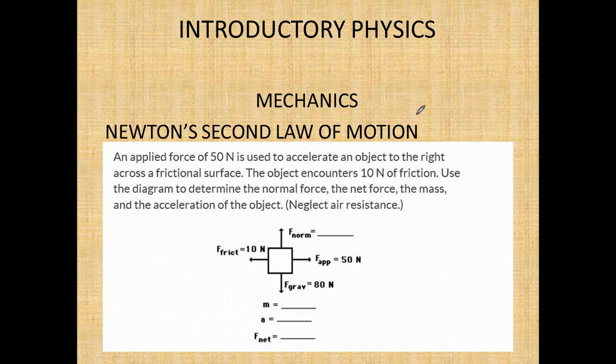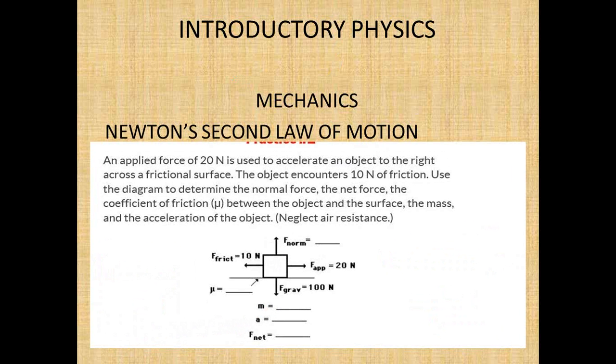All right, so let's look at another problem. So the question reads, an applied force of 20 newtons is used to accelerate an object to the right across a frictional surface. The object encounters 10 newtons of friction. Use the diagram to determine the normal force, the net force, the coefficient of friction between the object and the surface, the mass and acceleration of the object.